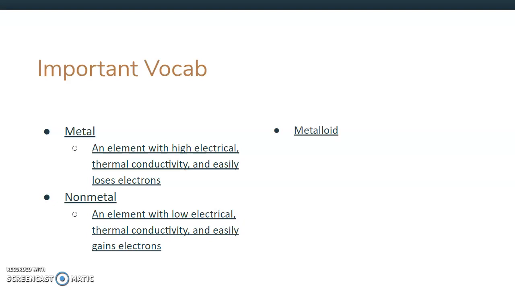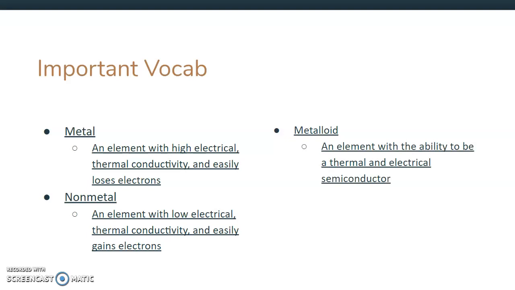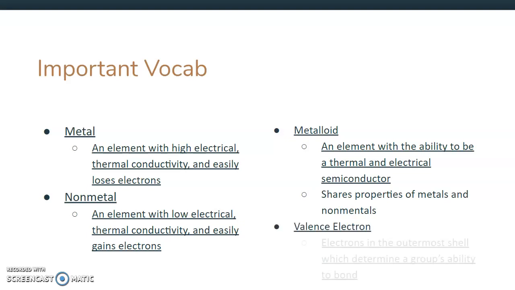We also have what are called metalloids, which are a very interesting group of elements. These are elements with the ability to be a thermal and electrical semiconductor. And what a semiconductor means is that it shares properties of metals and nonmetals. So sometimes at just the right energy or temperature, it will act like a metal, and at other times it'll act like a nonmetal. These are used a lot in our electronic devices, such as our cell phones, our computers, our TVs. Metalloids and semiconductors are super important.